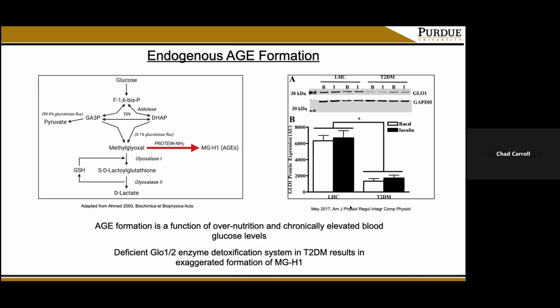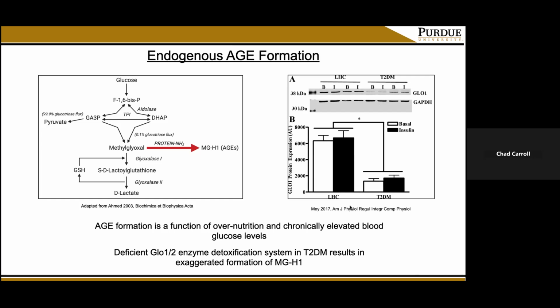Now another place where they come in, and this is really pertinent to patients with diabetes, is that we also get them from endogenous sources. The most common source is through glycolysis. As you're pushing glucose through glycolysis, you generate methylglyoxal, which can then form MG-H1, which is a potent AGE.